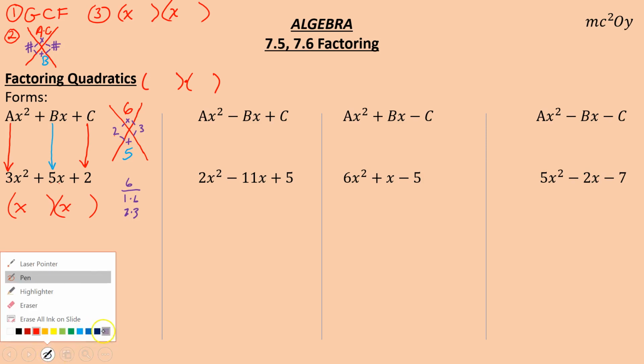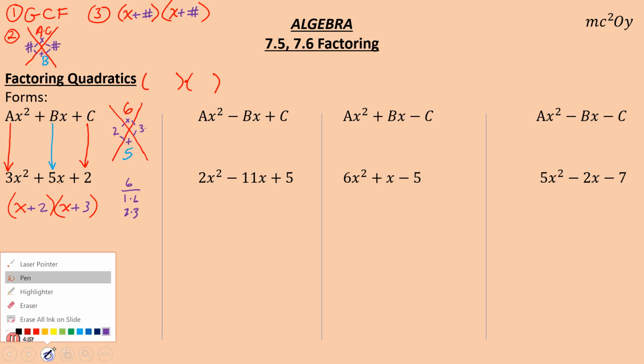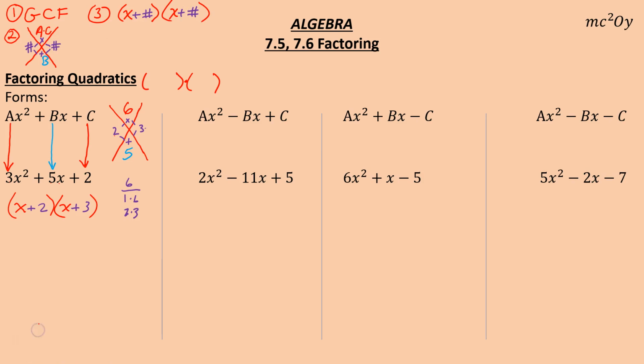So if it's a positive number, you put plus that number. If it's a negative number, you put minus that number. But I'm just going to put plus those numbers right now because they're both positive. So I'm going to have plus 2 and plus 3. Okay, so these numbers just get filled in there. That's step 3.